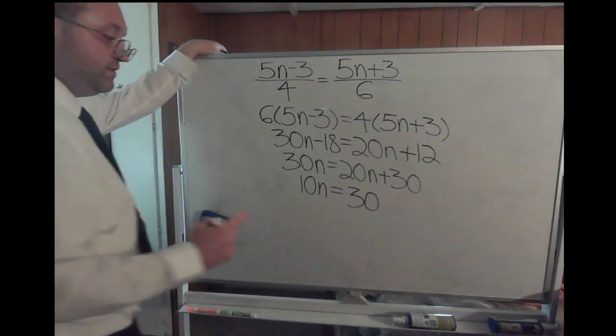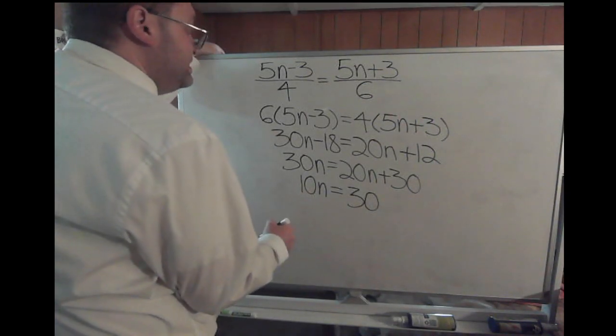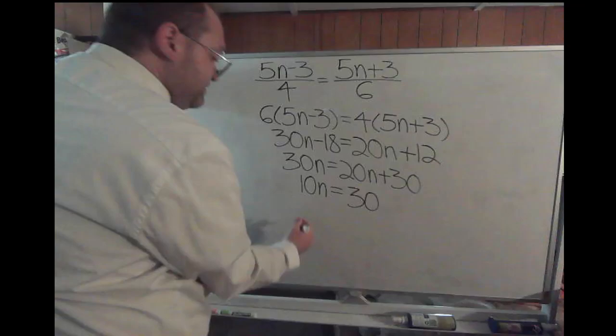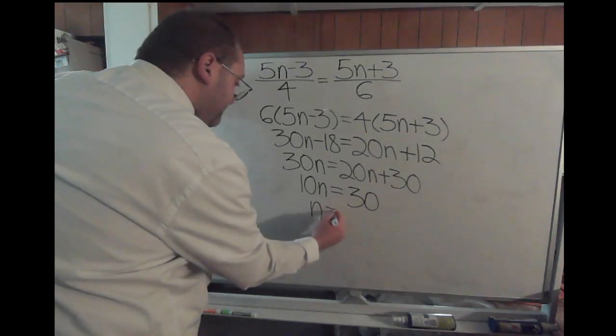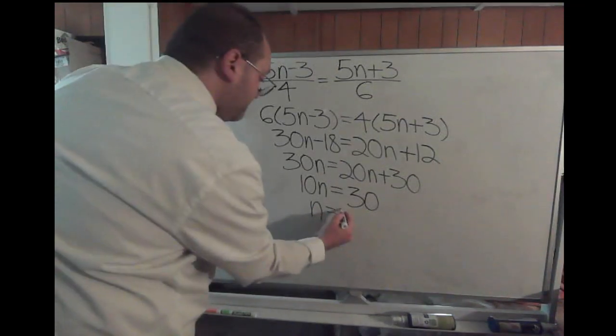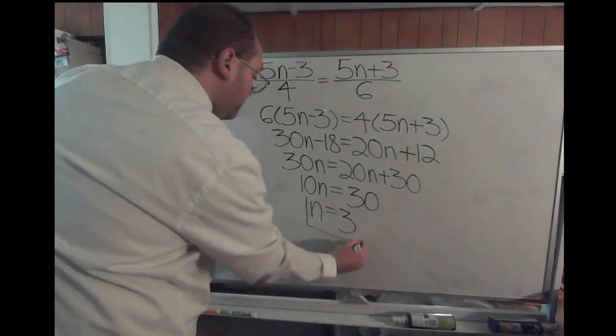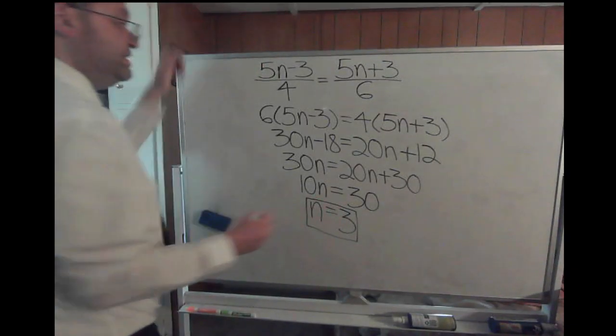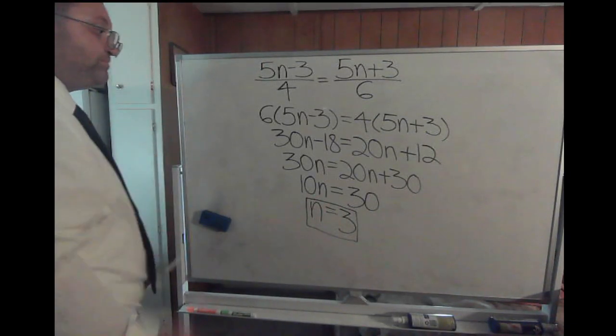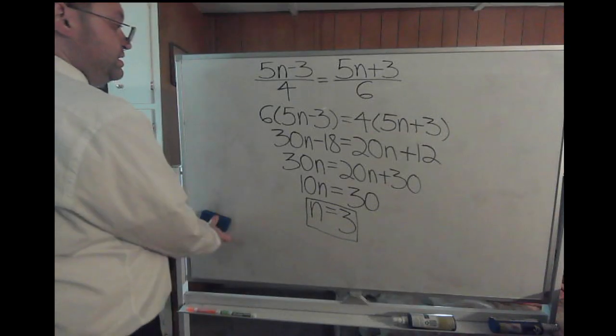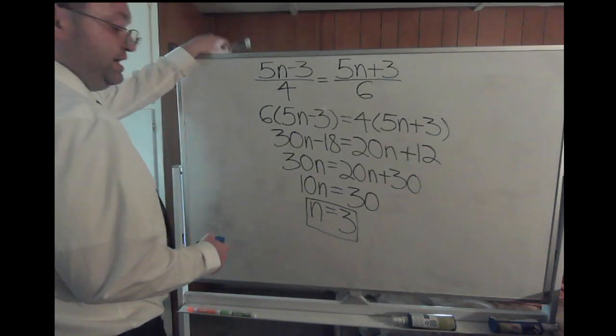We want to just solve for n. You got to divide both sides by 10. Divide the left side by 10, you get n. Divide the right side by 10, you get 3. So therefore, n is equal to 3. So that would be your answer. n equals 3.